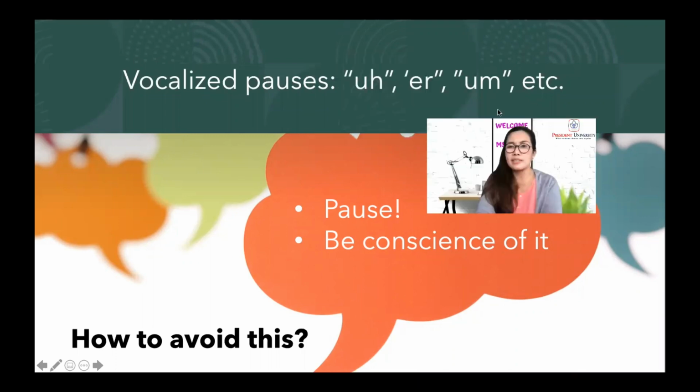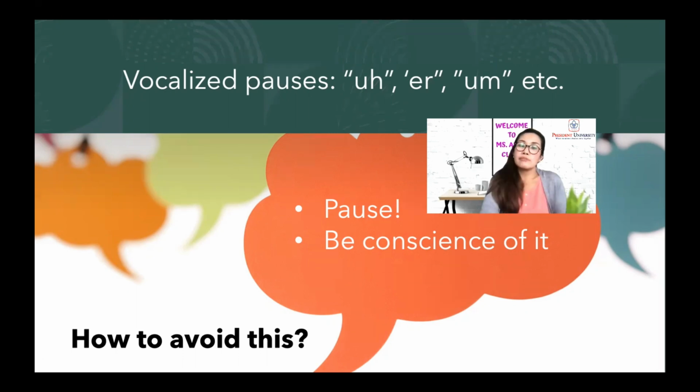Now, this case often happens in speaking, especially for me personally. I use this quite a lot, and it is almost unavoidable. It's quite hard for us to avoid this vocalized pause. In order to trim the habit of using the vocalized pause, uh, er, uh, and so on. Um, see, I just used that.